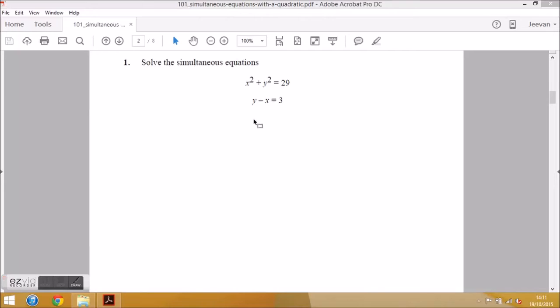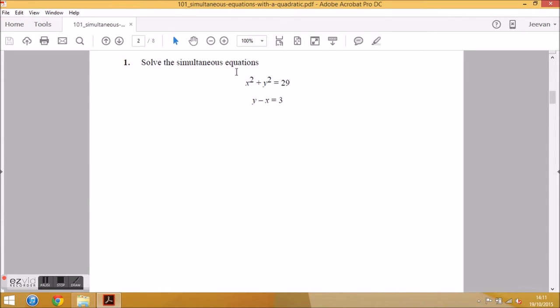A request from a student to go through a difficult simultaneous equations question where one of the equations is a quadratic equation. So remember, a quadratic equation is an equation which contains squared terms. So as you can see here, we've got an x squared and a y squared term.